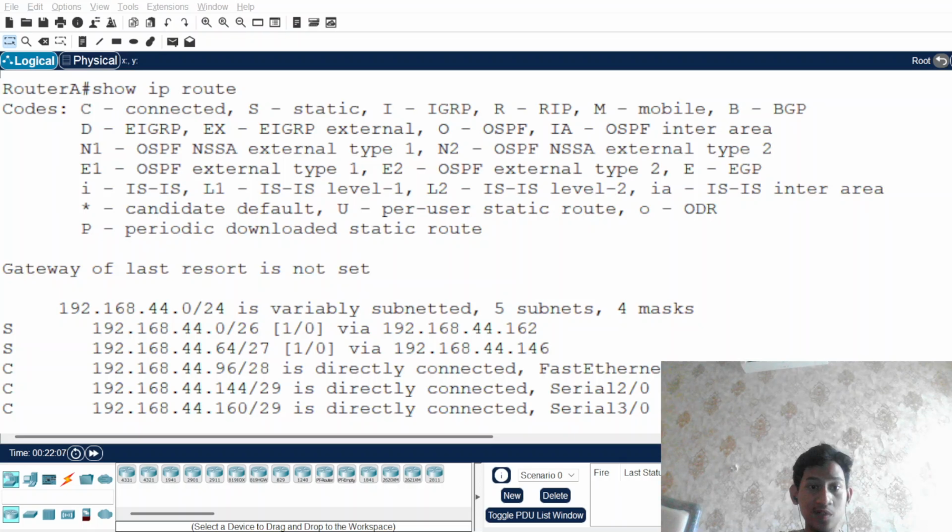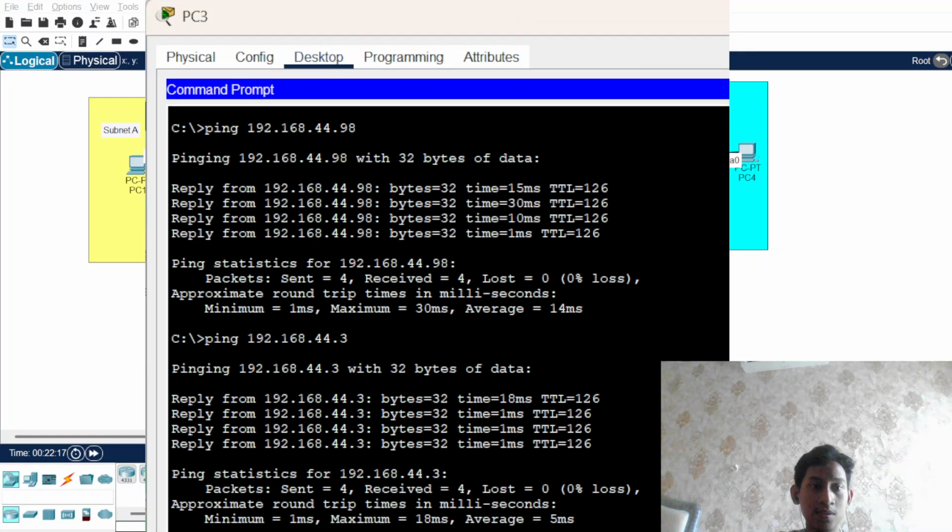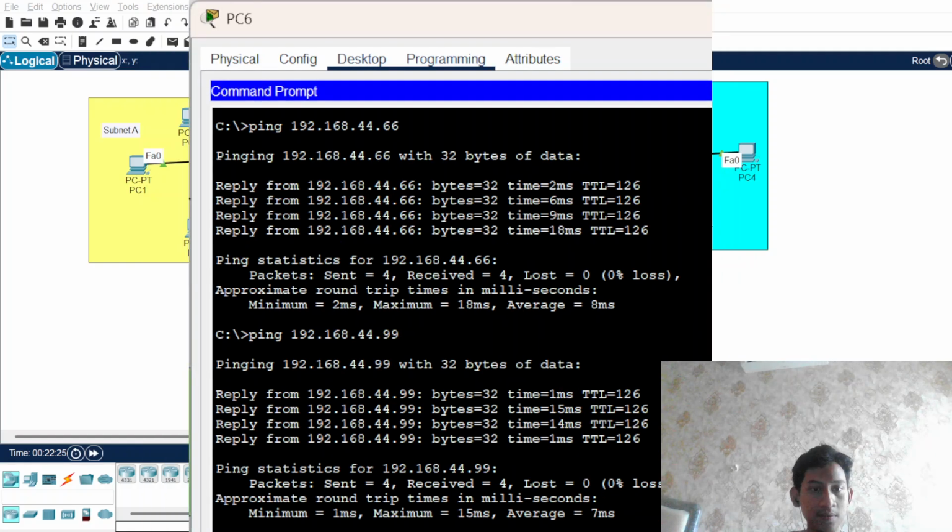Tests were conducted first from LAN A to LAN B and LAN C, and then from LAN B to LAN A and LAN C, and lastly from LAN C to LAN A and LAN B. The successful ping result indicates that the inter-network communication is working properly. It proves that the IP addressing, VLSM calculation, and static routing configuration were implemented correctly.